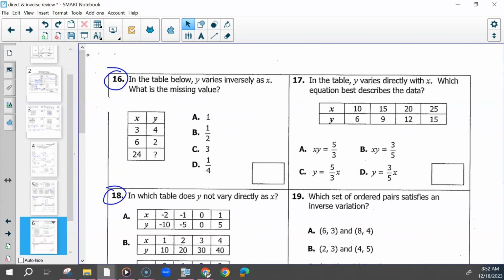In the table below, y varies inversely as x, so this is inverse. So that means we are doing what to find k? Multiplying. So if we multiply, we get 12. What could we multiply by to get 12?